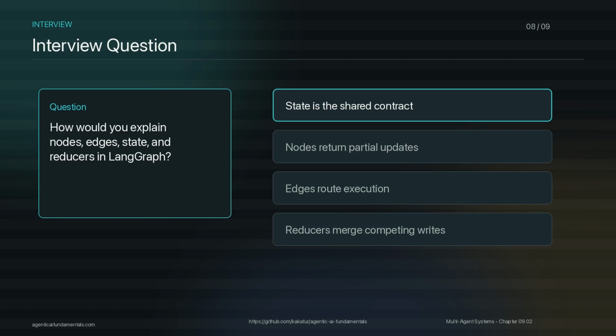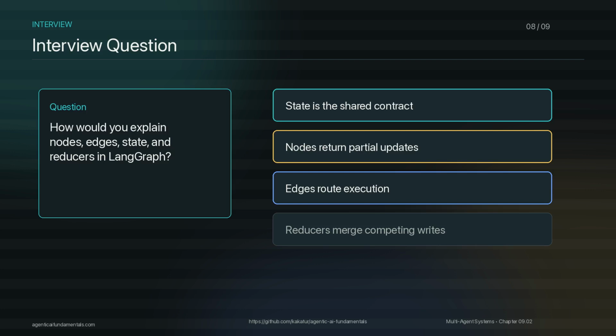Here is the interview version. State is the shared contract for the workflow. Nodes are focused functions that read state and return partial updates. Edges decide which node runs next. Conditional edges choose a branch based on state. Reducers define how updates merge. Some fields overwrite. Other fields, like facts, citations, warnings, or history, should accumulate.